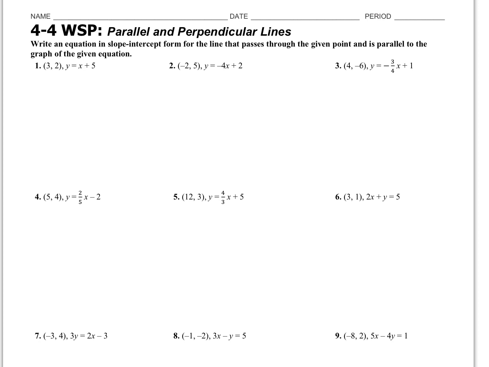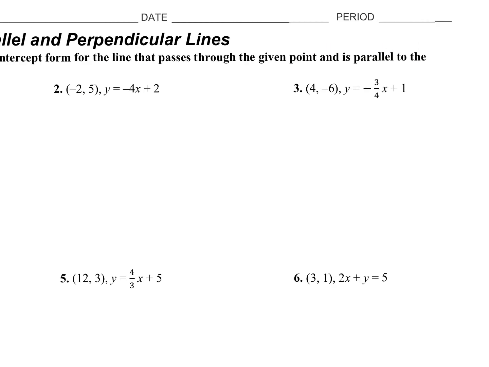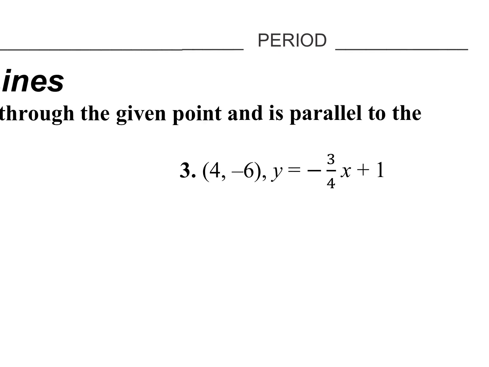The front side of this worksheet has these instructions. It says write an equation in slope-intercept form of the line that passes through the given point and is parallel to the graph of the given equation. So the bottom line is they give you a point. Here's a point, a location, a coordinate. And they tell you that your line is parallel to this given equation, okay?